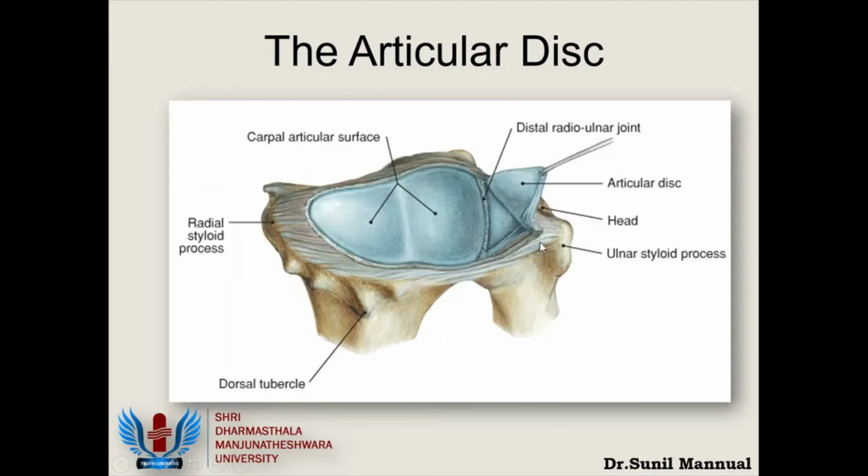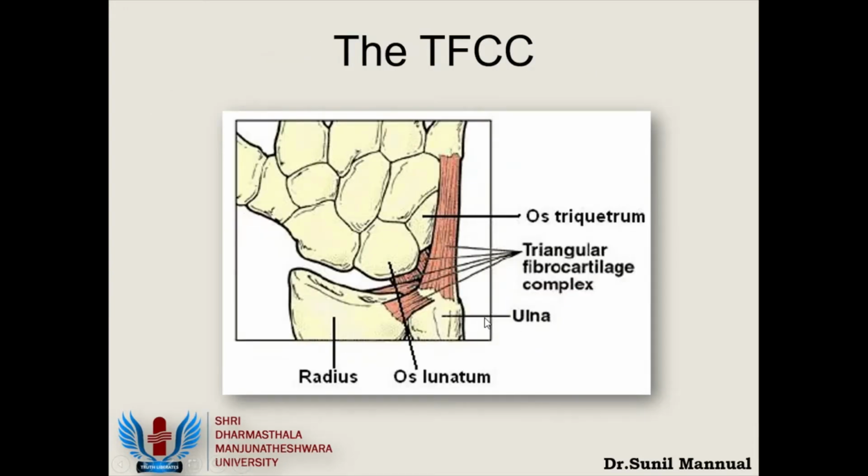Okay, so this is another picture of how the articular disc looks from below. All this I am telling you because I want you to understand that there is a structure called the triangular fibrocartilage complex, or the TFCC. When I was an MBBS student of anatomy, we had never heard of this structure called the triangular fibrocartilage complex.